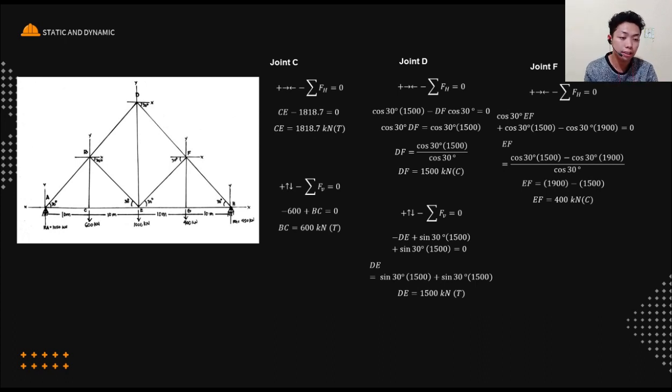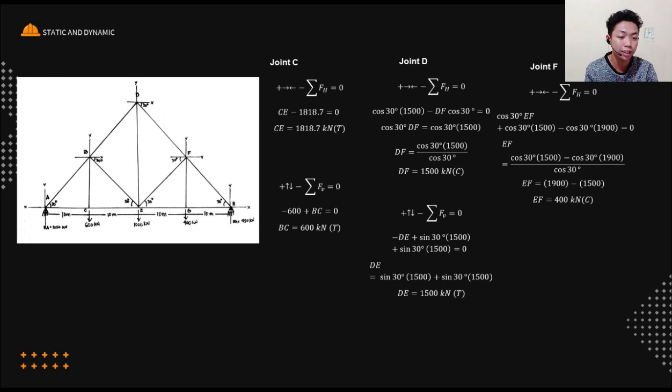Then, kapag nilabas natin yung EF sa equation, magiging EF is equals to cos 30 degrees times 1,500 minus cos 30 degrees times 1,900, divided by yung cos 30 degrees na katabi ng EF kanina. So, divisor siya ng equation natin. Pag kinancel out yung cos 30 degrees sa bawat term, magiging EF is equals to 1,900 minus 1,500.